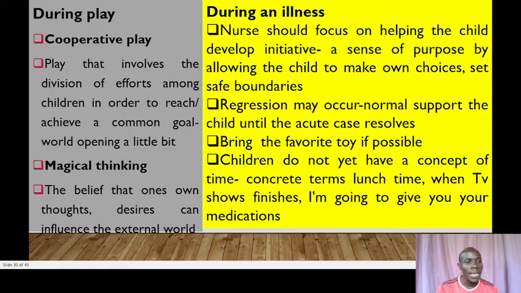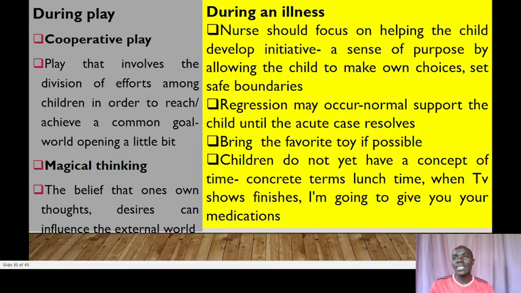They have a funny kind of play here, the magical thinking, guys. This is the belief that their thoughts and desires influence the external world, and this is normally exhibited when their younger siblings are sick. They tend to believe that it is their action, their thought, that has led to the sickness of their younger siblings. So in this case, the caregivers may take some time to really explain to the child that it is not the case.